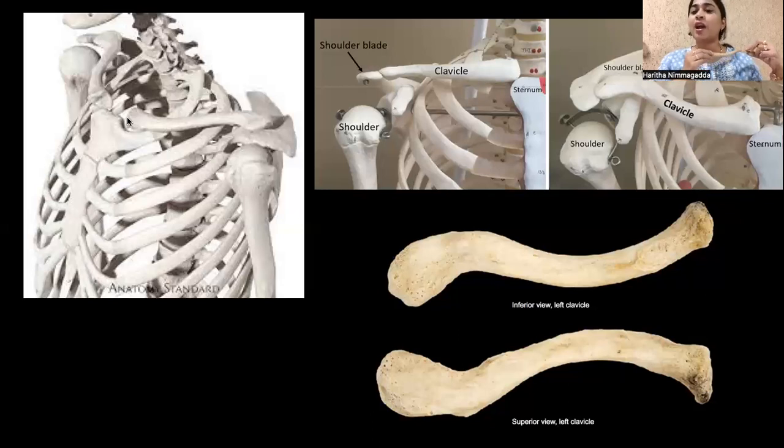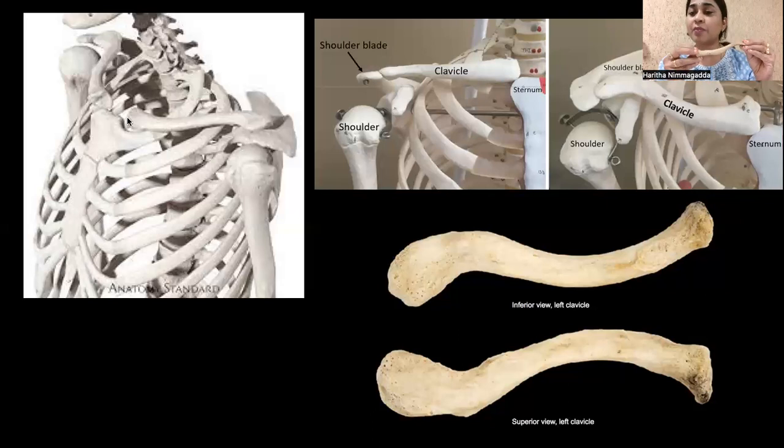Now let's see how it should be kept in anatomical position. How do you determine the side of the clavicle and how to keep it in anatomical position? The medial end is rounded, the lateral end is flat. So you keep the medial end towards the middle and the lateral end laterally, so that it gives you the side of the clavicle.